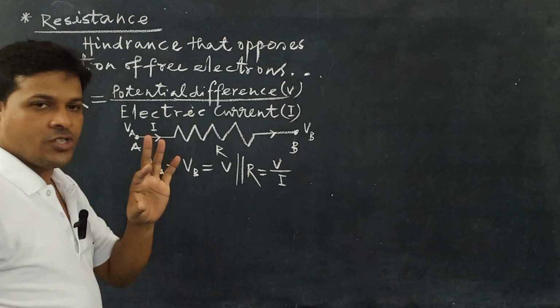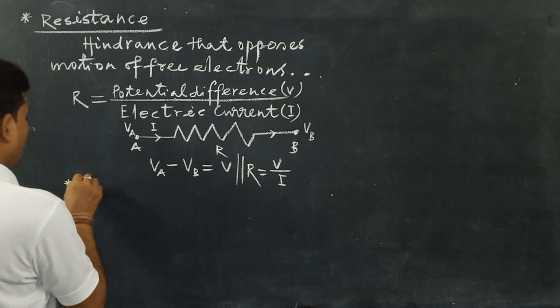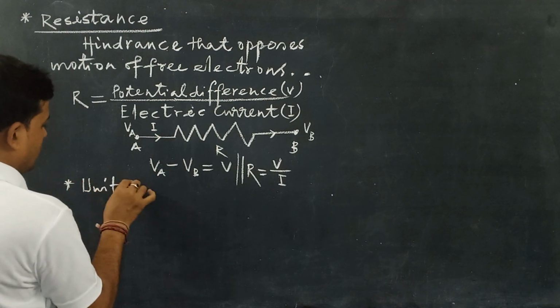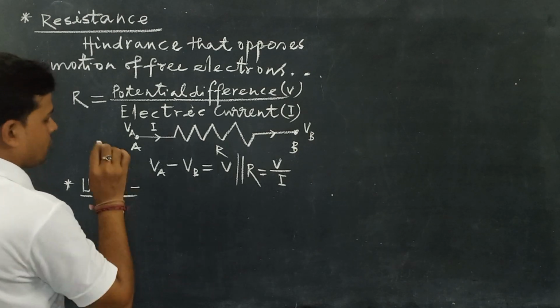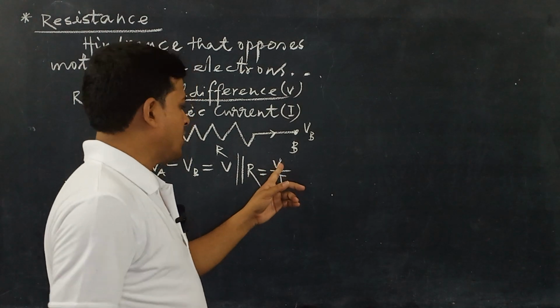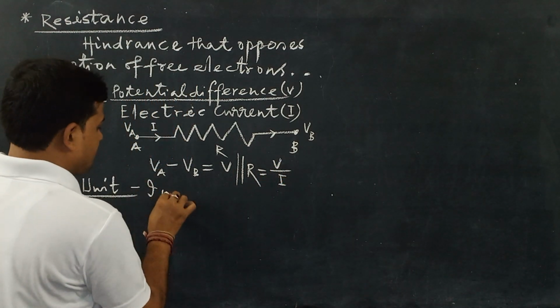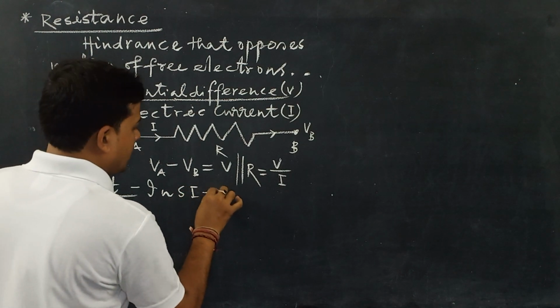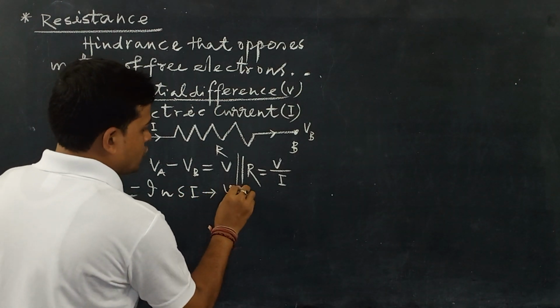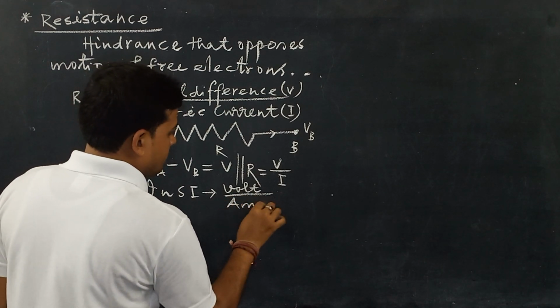As it is a physical quantity, what will be the unit of it? The unit of resistance is the unit of potential difference divided by the unit of electric current. In SI, this will be the potential difference, that is volt, divided by ampere.